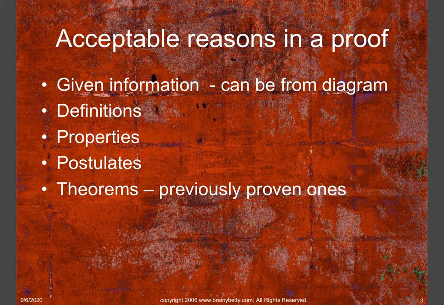The given information can either be given to you in words, like it will say given angle 1 equals angle 2, or angle A equals angle B. That would be a given, okay? Or something from a diagram. So if you're looking at a diagram and there's a little right angle mark, you could say that that's a right angle, okay? Stuff that's provided from a diagram can be used, okay? Or any definitions up to this point, any properties up to this point, any postulates, and then the theorems are stuff that we are eventually going to get to, which are things that are proven.